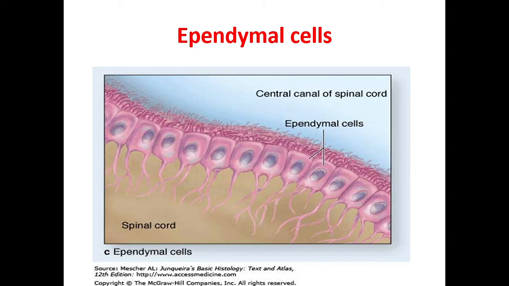Another illustration of the ependymal cells. So these are the appearance of the ependymal cells when they line the central canal of the spinal cord going to the ventricles of the brain. So you will notice on the surface we have numerous cilia, and on the basal surface we have the slender processes that branch out.